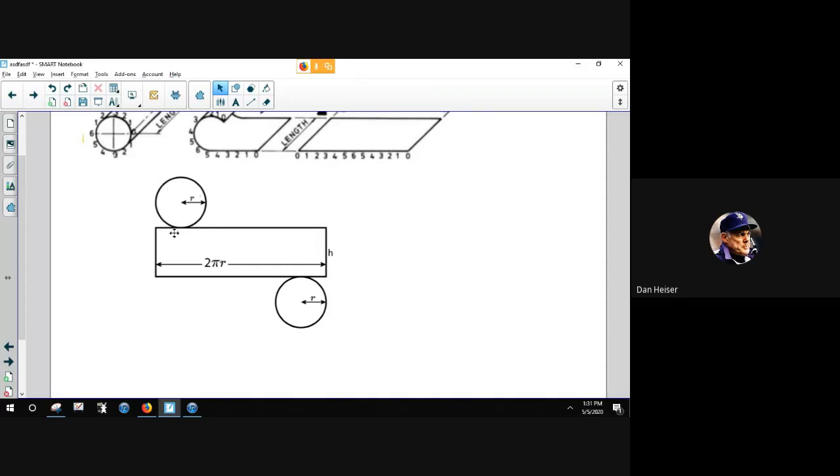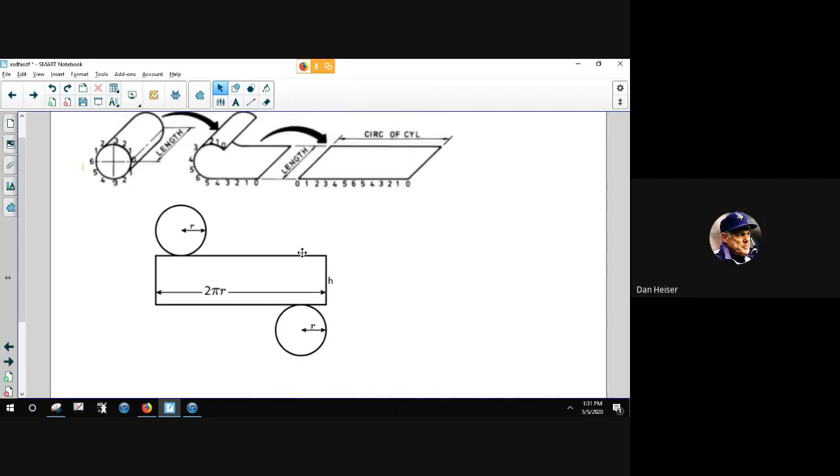Here's a circle with a radius. Here's the same exact circle on the bottom. And then here's that rectangle that wraps around. This is the height of the cylinder. And as this folds around here to create a circle, this length of the rectangle becomes the circumference of that circle. So that's where this 2 pi r comes in.